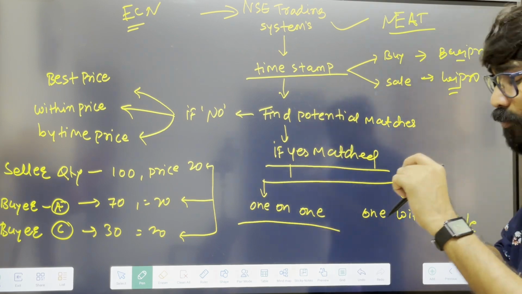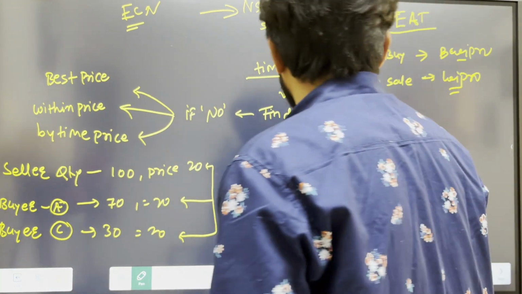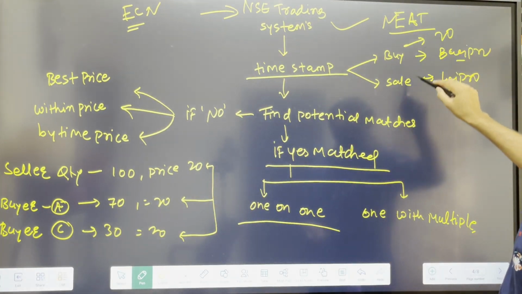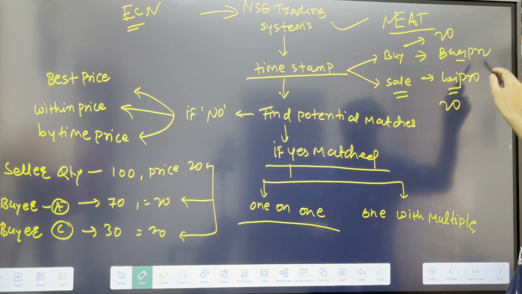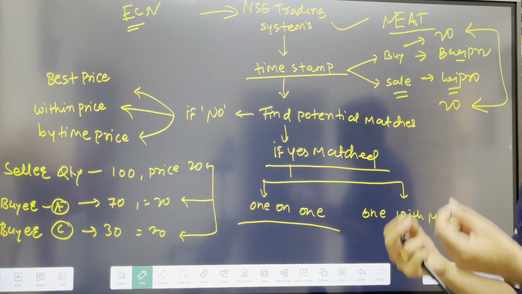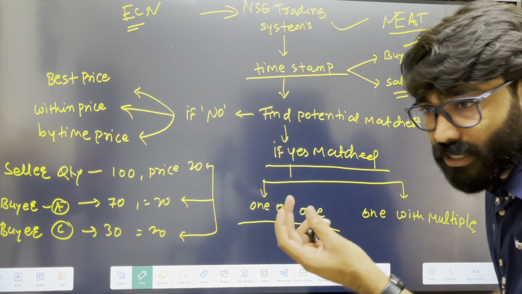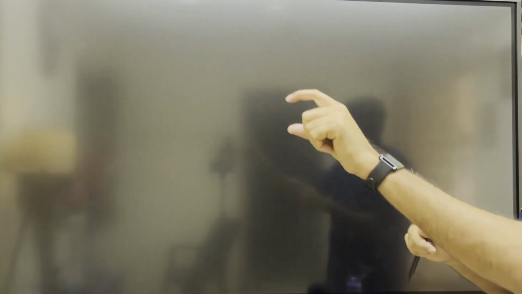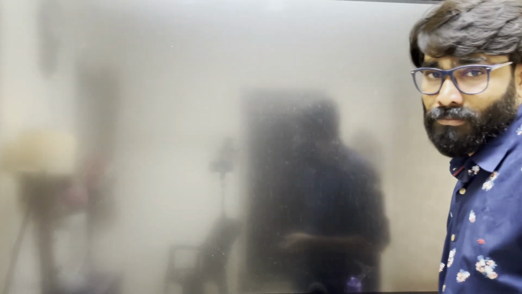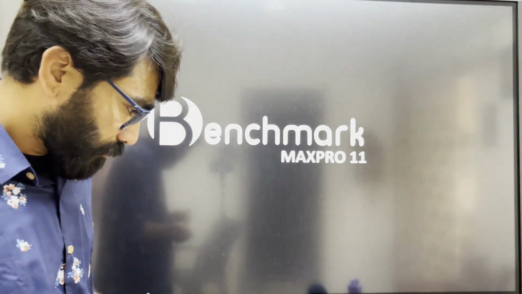One would be a one-on-one match. Let's say the buyer wants to buy 20 quantities and the seller also wants to sell 20 quantities. So this becomes your one-on-one match. That system will match on the basis of timing, on the basis of quantity, on the basis of price. If time, quantity and price match with a single order, that becomes the one-on-one match for a particular transaction.